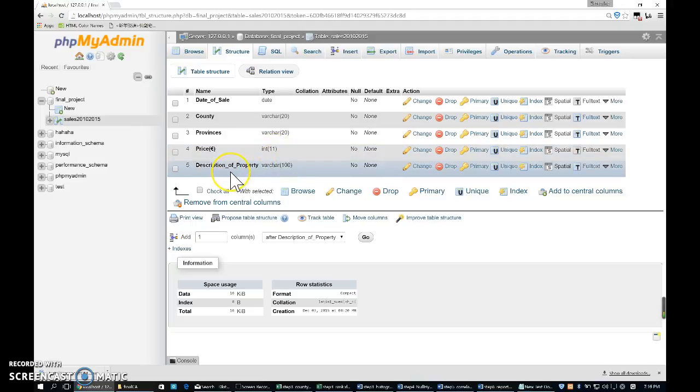And the last column is description of property, and in the original table, this column describes whether the house is a new dwelling or second hand. So it's a string, so I chose varchar for this column.